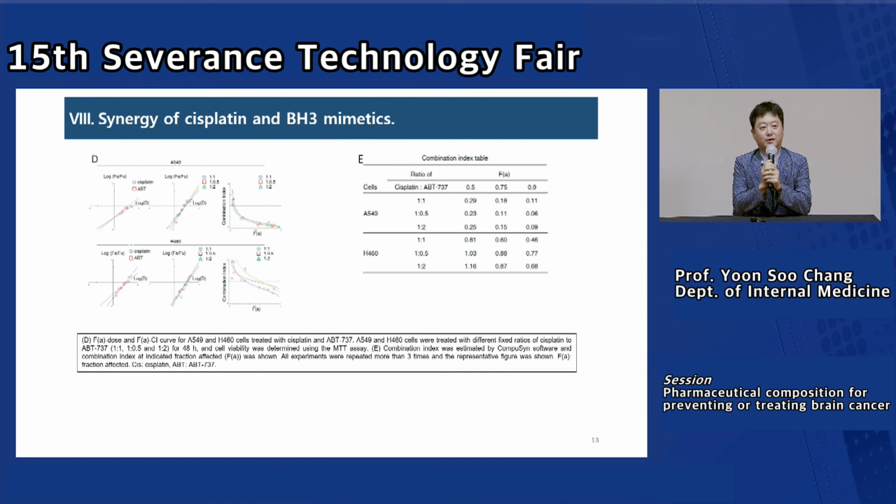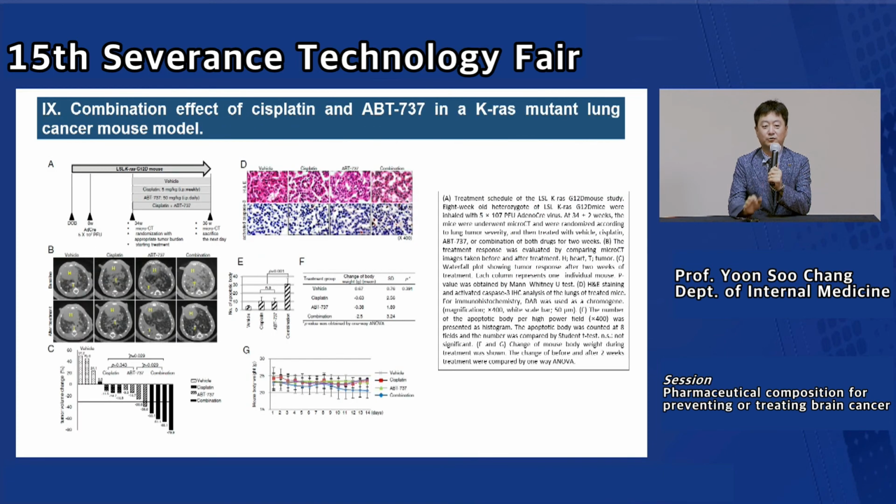Quantitative analysis using the combination index curve also produced the same result, as the combination indices at all combination ratios of cisplatin and ABT-737, 1 to 1, 1 to 0.5, and 2 to 1, were less than 1, meaning cisplatin synergizes with BH3 mimetics. To further verify the synergy beyond the cell level, we've designed an in vivo setting where we used KRAS G12D mouse model.